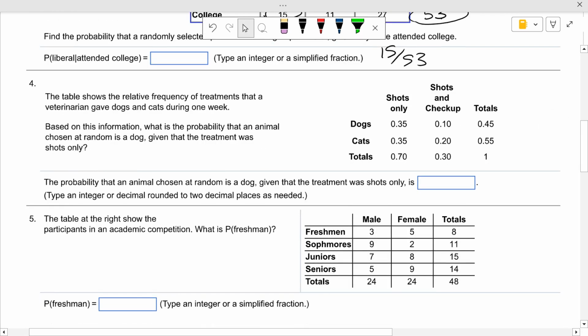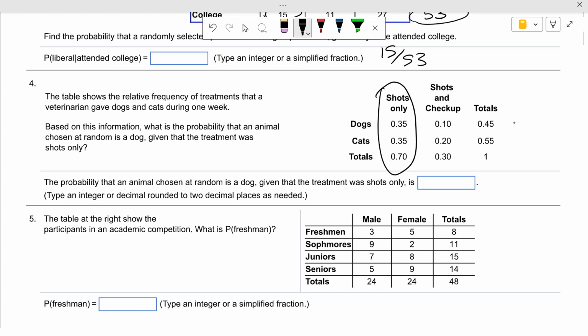Okay? The frequency table, given that the randomly chosen animal is a dog. What's the probability the randomly chosen animal is a dog given the treatment with shots only? So we're looking at shots only. We want to do the dogs out of the shots only. So it's 0.35 out of 0.70, which is 1/2, or 0.5. Okay, 50% of them.